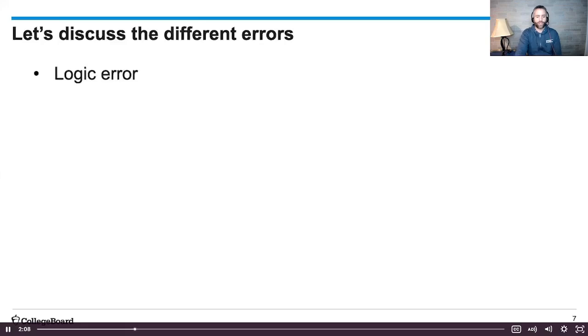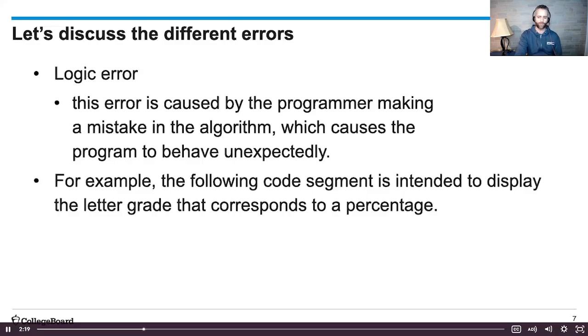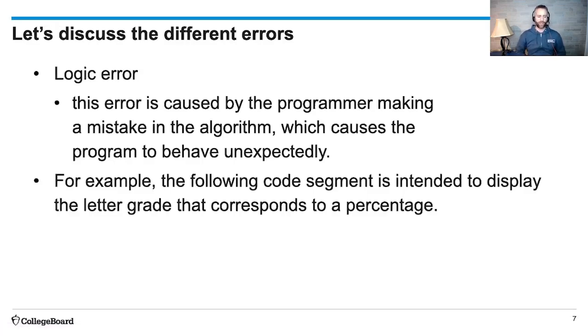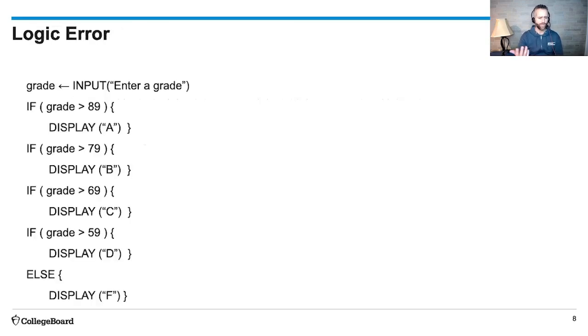The first one, a logic error. What is a logic error? This error is caused by the programmer making a mistake in the algorithm, which causes the program to behave unexpectedly. For example, the following code segment is intended to display the letter grade that corresponds to a percentage. I'm going to show you an algorithm here, and we're going to talk about what the algorithm is intended to do, but then what does it actually do? We're going to let the variable grade represent the percentage. So here's our algorithm.